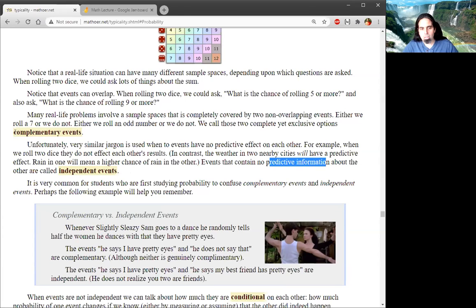So complementary means that they are 2 ways to share the sample space. It's either this or that, can't be both. Independent is different. We don't know how much these things overlap at all. It's just that if one happens, it affects the chance the other does.